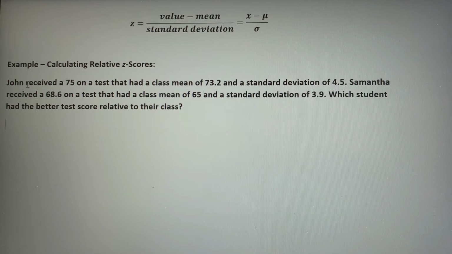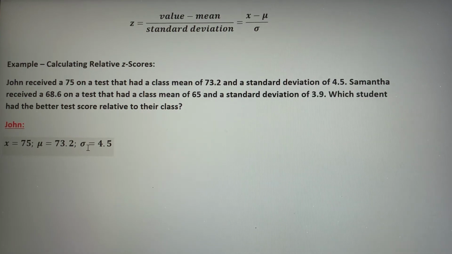So, John first, we'll deal with John first. He received a 75 on a test. The class mean for that test was 73.2, and the standard deviation for that test was 4.5. So for John, I'm using my z formula here. My x value is going to be 75, my mean is 73.2, and my standard deviation is 4.5.